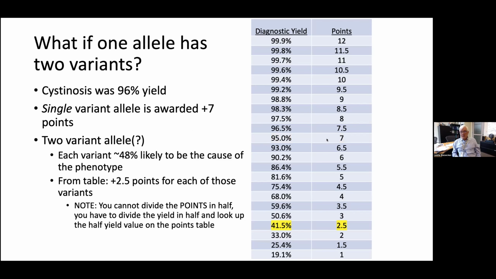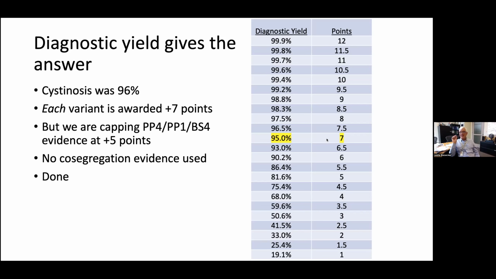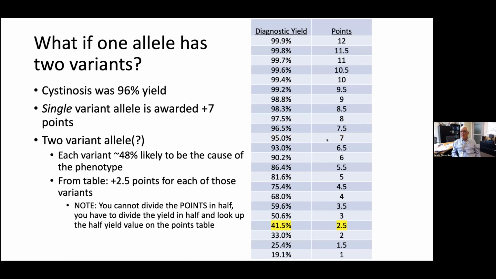Now, what about the wrinkle? And this happens not infrequently. Remember, this is fundamentally gene or locus information. We're saying CTNS is the gene, therefore the variants in the gene are associated with the phenotype. That means that all the variants in the gene are associated with the phenotype. What happens if an allele has 2 variants on it? Well, you can actually do that in a pretty straightforward manner. I told you that it was a 96% yield, and a single variant allele would be awarded 7 points, right? So for a 2 variant allele, what you can do is simply divide the likelihood, that 96% yield likelihood, by 2, and you get 48%.